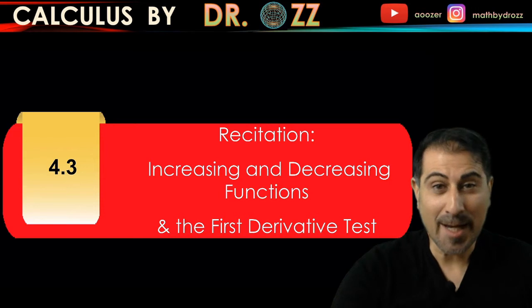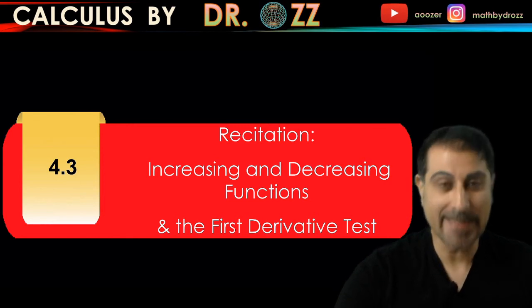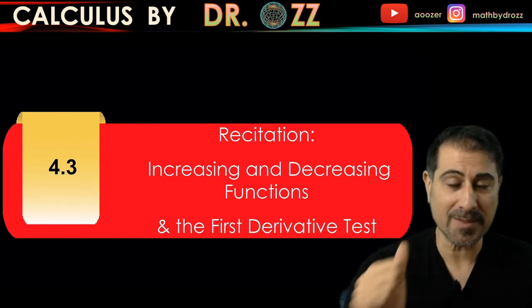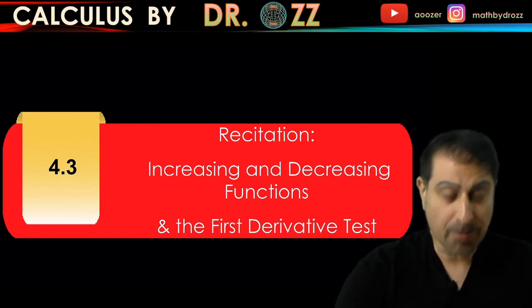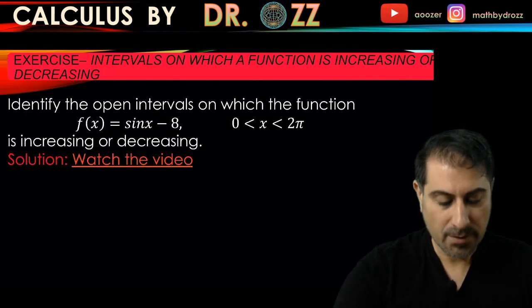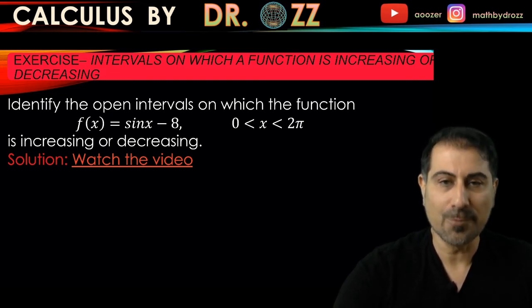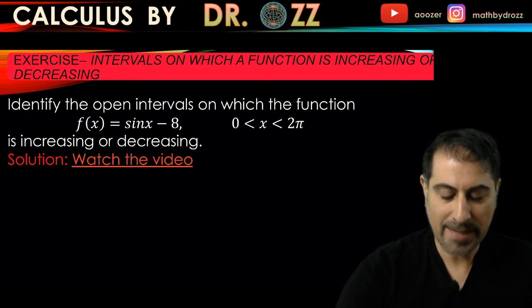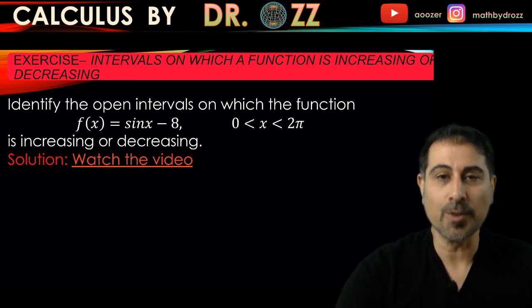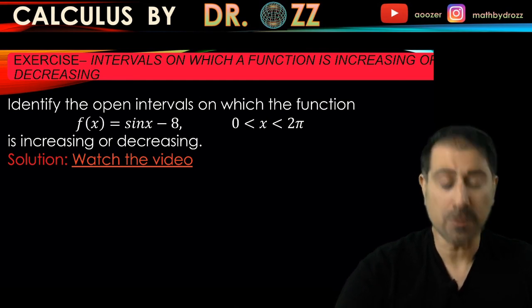Now it's time to practice the content of 4.3. We have really cool examples to be gone through step by step by me in the recitation PowerPoint of 4.3. If you click on that, you're going to have the first exercise about finding the open intervals for which the function sine x minus 8 is increasing or decreasing. Please check this out. This is about the first learning objective.